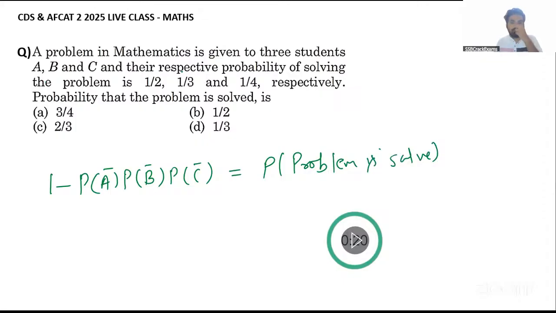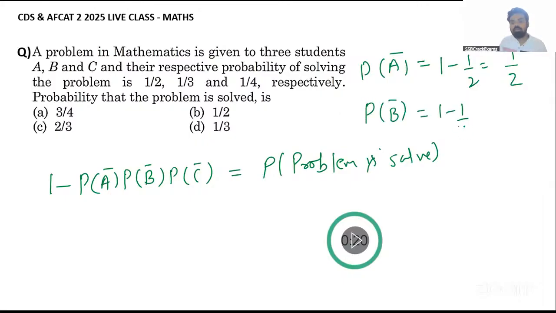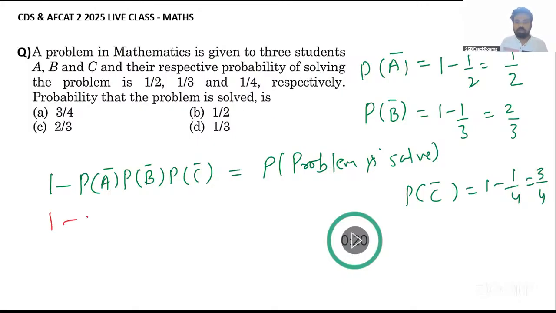So we know that the probability of solving by A is 1 upon 2. So the probability of not solving by A is 1 minus 1 upon 2, which is 1 by 2. The probability of solving by B is 1 by 3, so not solving by B is 1 minus 1 upon 3, which is 2 upon 3. Similarly for C, it is 1 minus 1 upon 4, which is 3 upon 4. So it means 1 minus 1 upon 2 multiplied by 2 upon 3 multiplied by 3 upon 4. It is 1 minus 6 upon 24, so it is 3 upon 4.